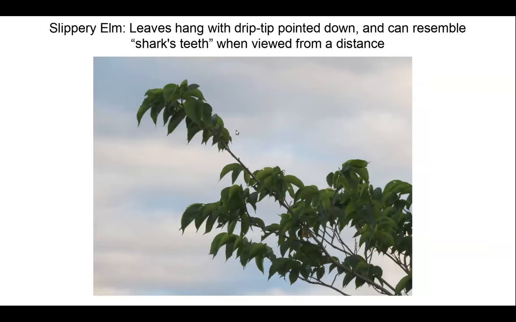And to me, this might be grasping at straws here, but it kind of looks like shark's teeth almost from a great distance. It looks almost like the edge of a shark's mouth, all these big leaves pointing down. It definitely has a jagged, icicle-y kind of look compared to the other elms, certainly. And again, notice the ascending branches everywhere.